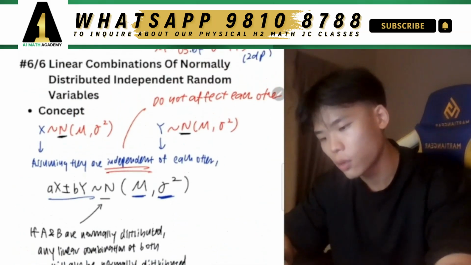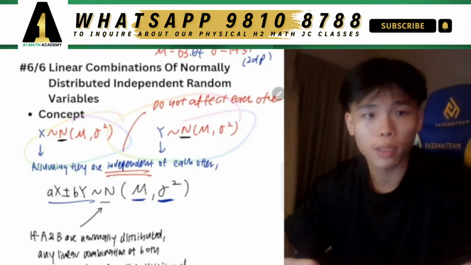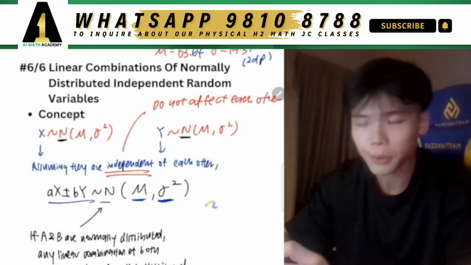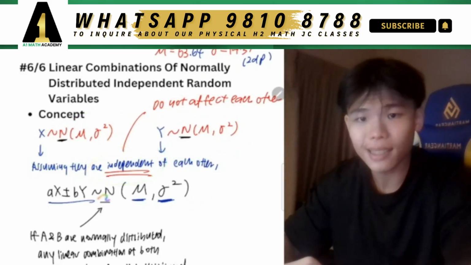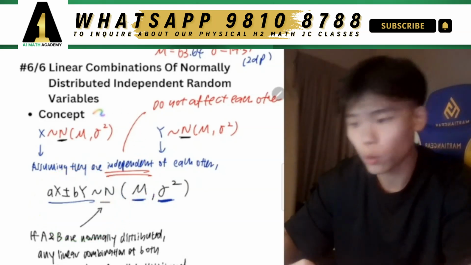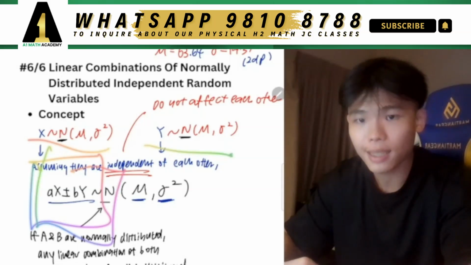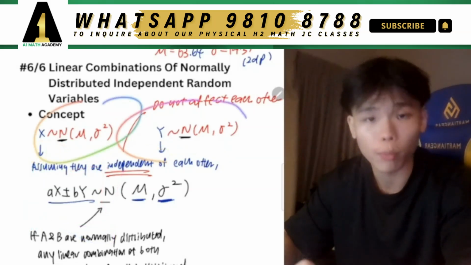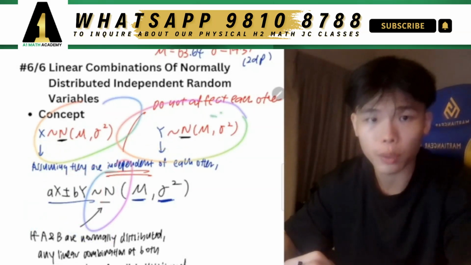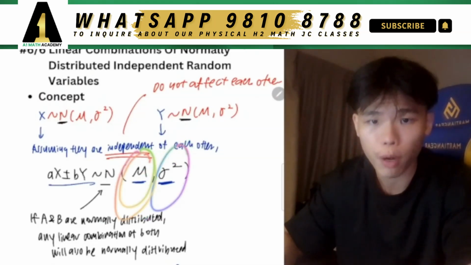Just to summarize what I've just said in the past 7 minutes. If you have two different normally distributed continuous random variables, if they are independent of each other, any linear combination of both of them will also be a normally distributed random variable. So when we combine these two, we get a new variable. And this new variable, since the original two variables are normally distributed, will also be normally distributed. It's just that now the value of the parameters will change.